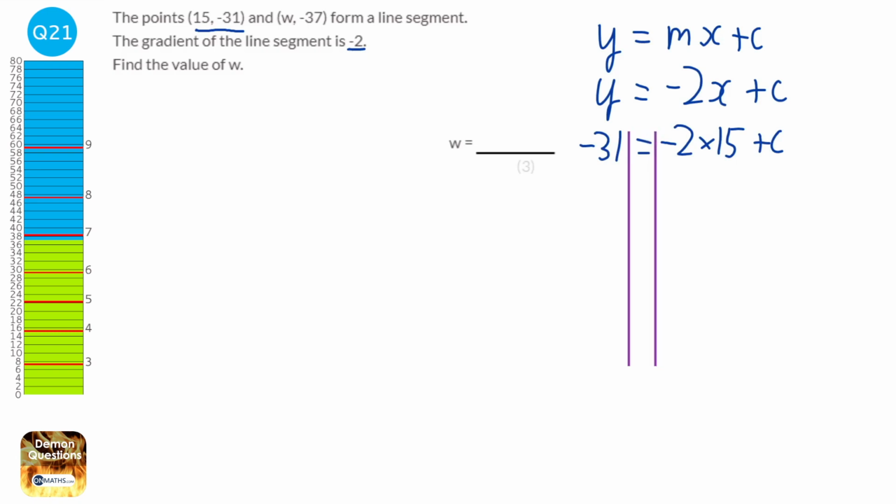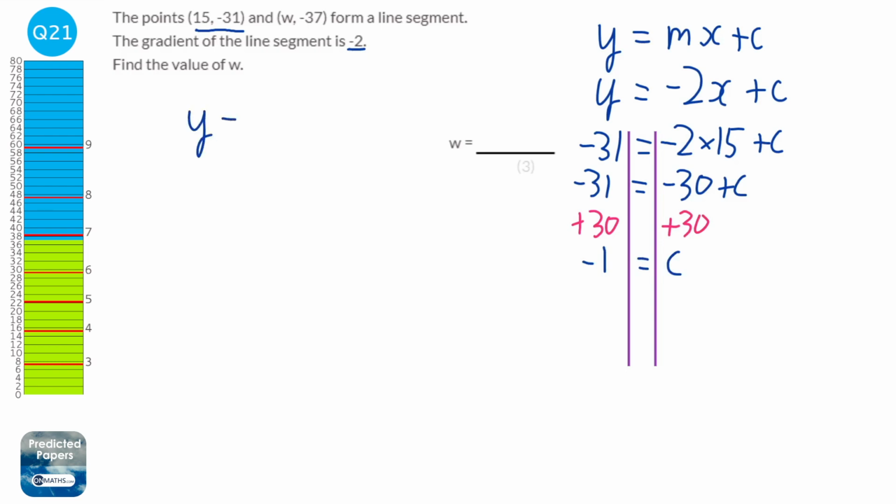So first thing I'm going to do is just tidy this up. 2 times 15 is 30, so -30 plus c. And I'm just going to add 30 to both sides to get c on its own. So that would be -1 equals c. So c is -1. So we now know that the equation is y equals -2x minus 1. And we're told that the y is -37, and we're looking for the x value, which they've called w.